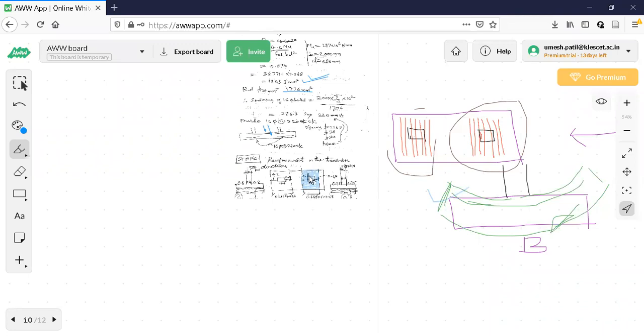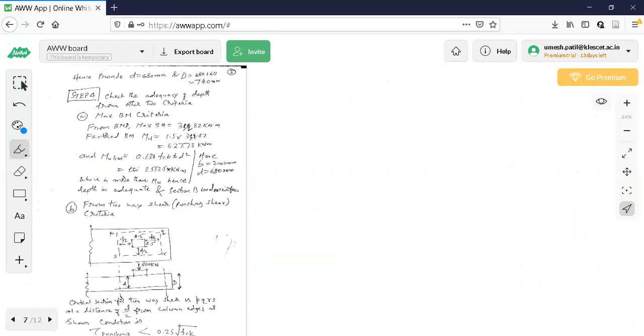Now the question is how to calculate this much of portion where there is a transverse bending of the footing, bending in the transverse direction. So we have seen bending in the longitudinal direction like this. That you have seen here in the first page only.